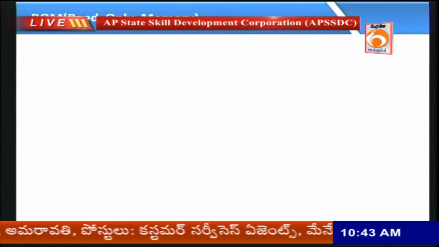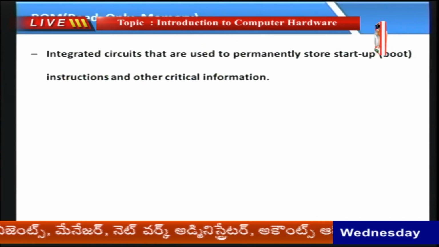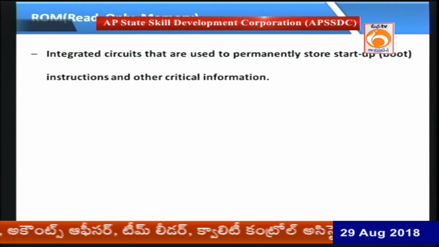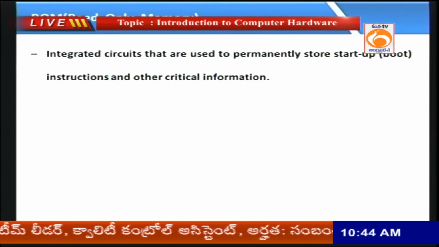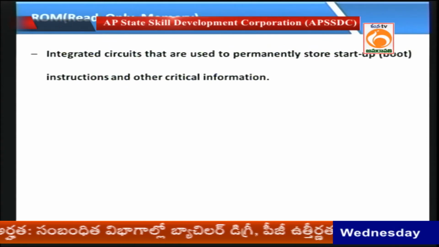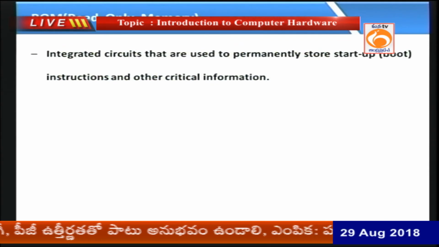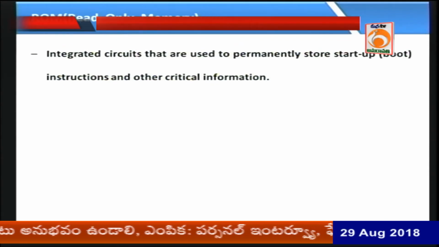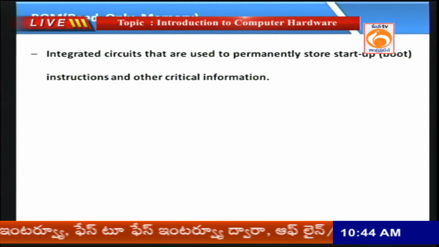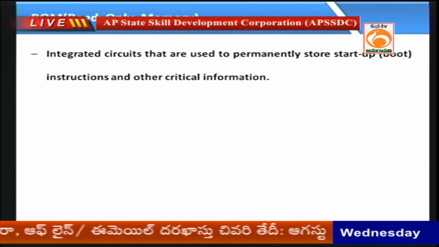ROM stands for read only memory. What is this ROM? ROM is a collection of circuits, integrated with many circuits. ROM is integrated circuits that are used to permanently store startup or boot up instructions or other critical information. Under that, one of the circuits is the BIOS chip.